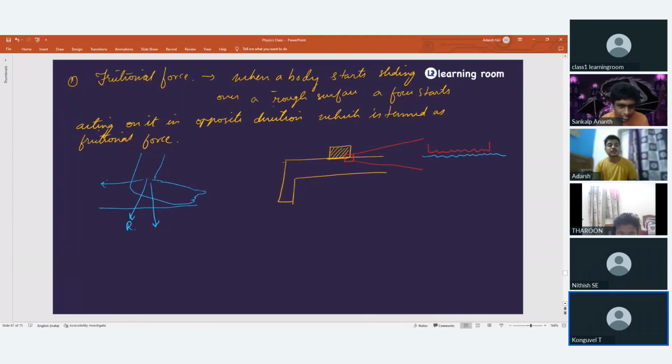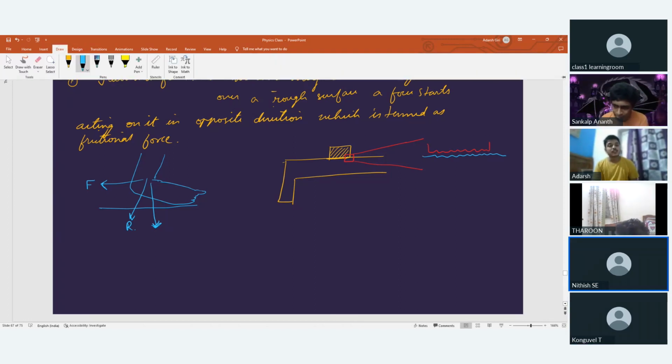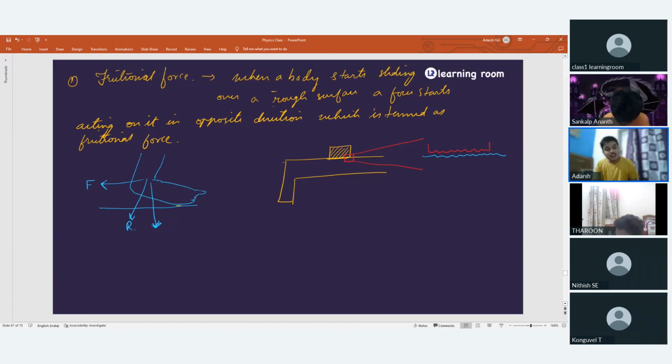You push it backwards and you push it downwards. You push the ground backwards and you push the ground downwards. In opposition to the force with which you push the ground backwards, you get a frictional force in the forward direction. And due to this frictional force, you move in the forward direction.